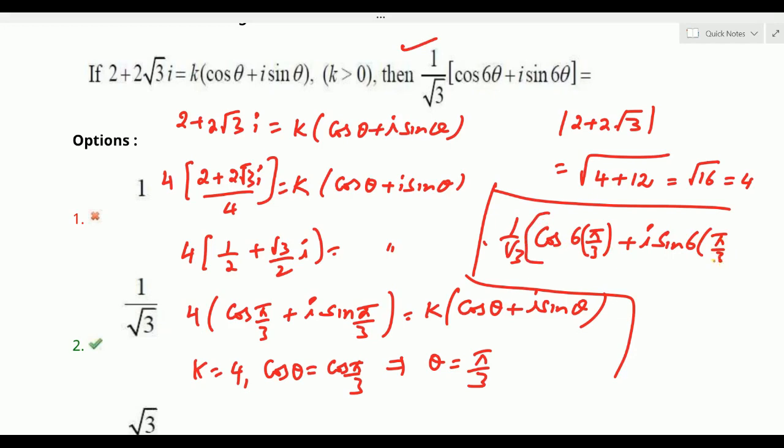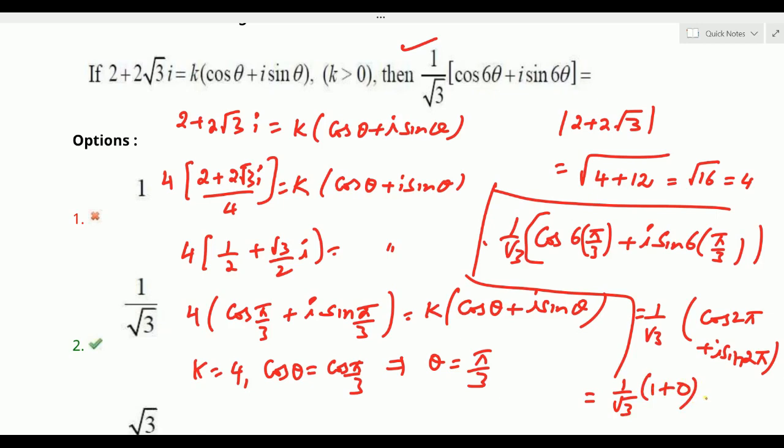6 into pi by 3. Right. Therefore this is 1 by root 3 of 6 into pi by 3 is 2 pi. Cos 2 pi plus i sin 2 pi. Do you know what is cos 2 pi value? Yes, cos 2 pi value is 1, sin 2 pi value is 0. Therefore, this is 1 by root 3 of 1 plus 0 into i into 0. 1 by root 3 into 1 is 1 by root 3. That is only our required result.